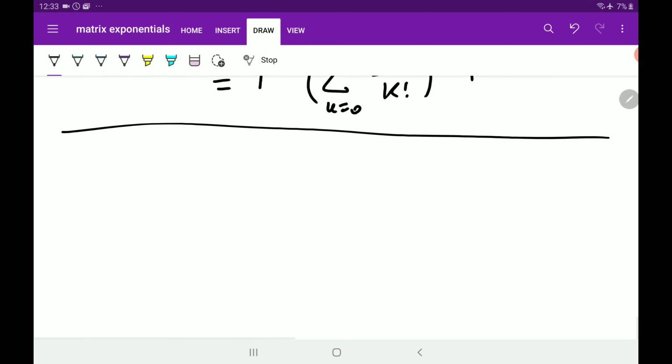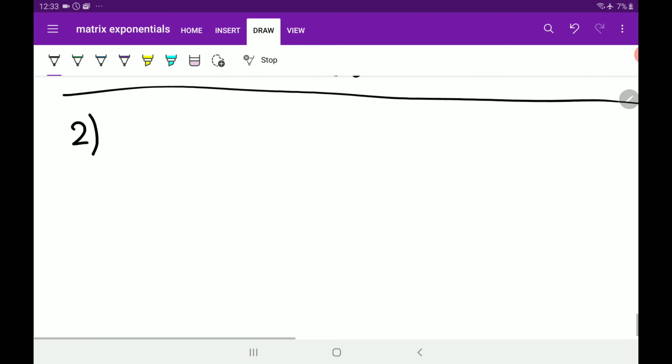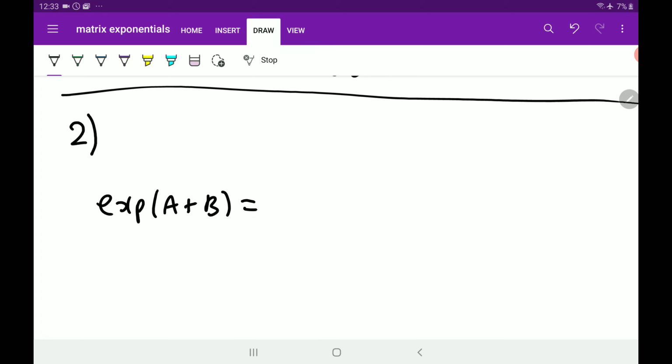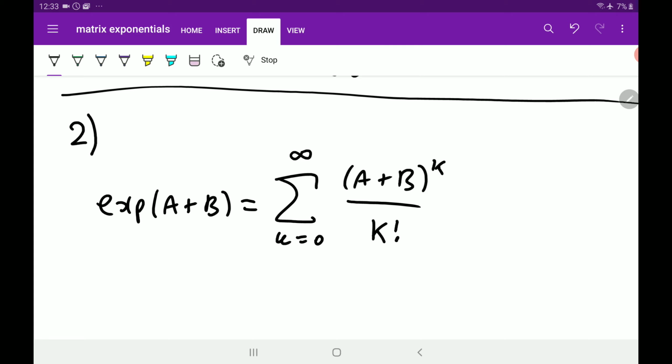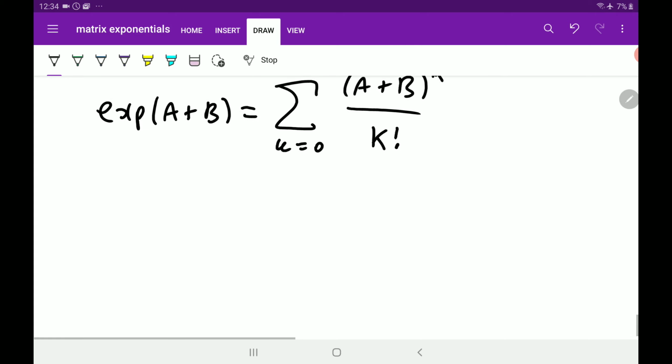Alright, so what about now the exponential of a sum being the product of the exponentials? Here's the important idea. It goes back to the binomial theorem. If we were to look at the exponential of A plus B, this would involve the sum of (A plus B) to the power of k over k factorial, and you'd have to show that you could split the sum like that.